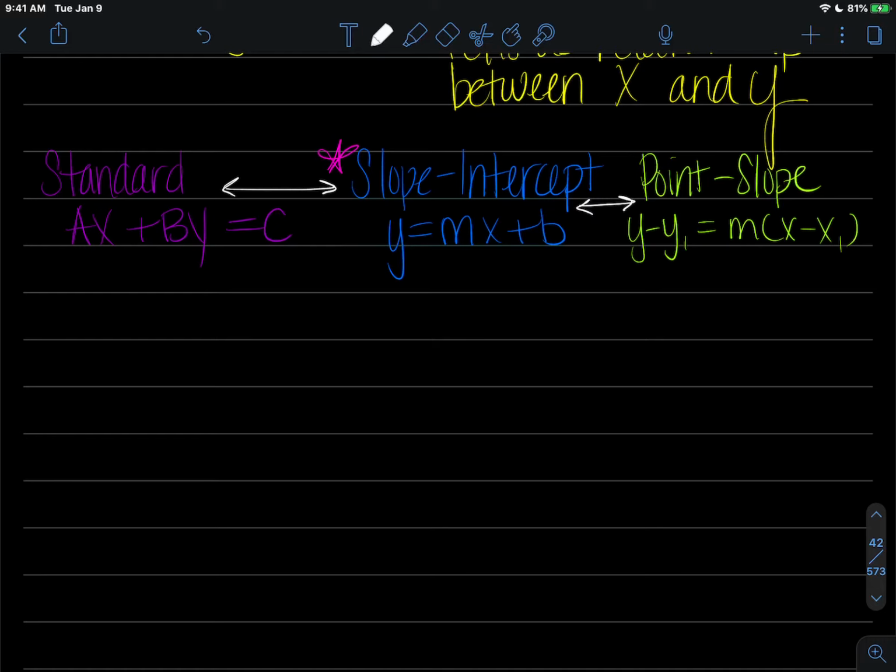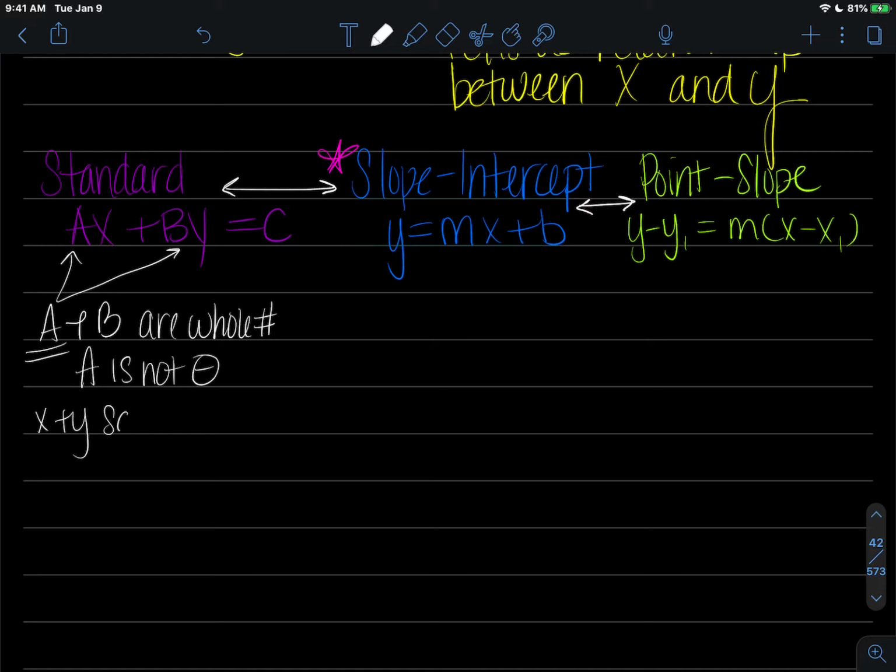Specifically for this one, standard form, my A and B are whole numbers, mostly pertaining to A. A is not negative, and X and Y on the same side, with C on the other side. So if there's a number by itself, even if it is a 0, it's always got to be on that side. Now, slope-intercept form.